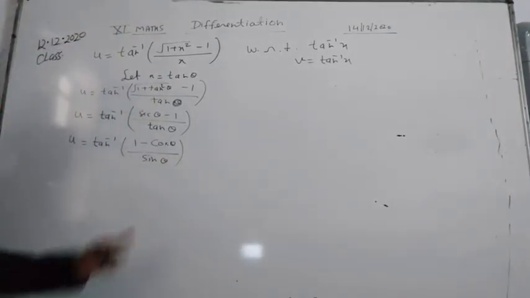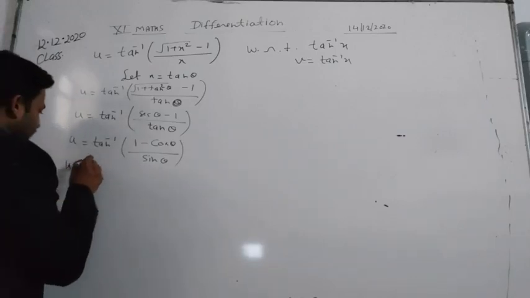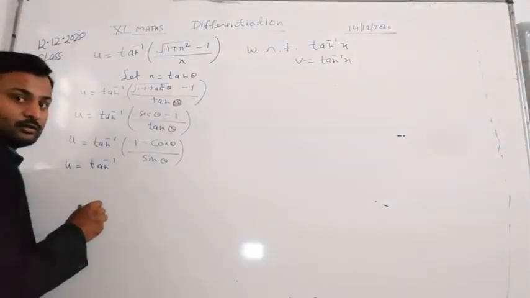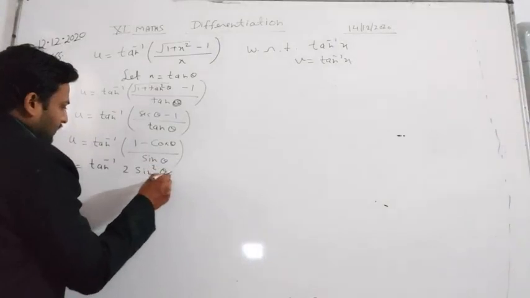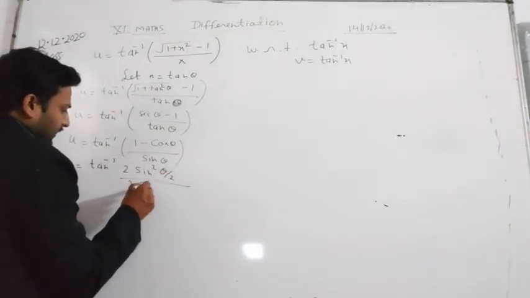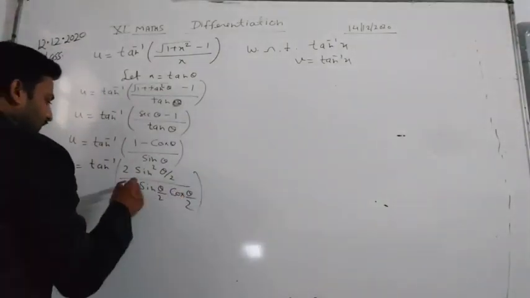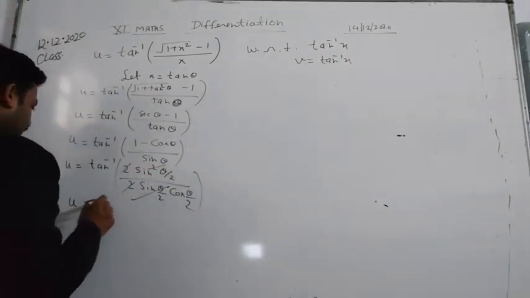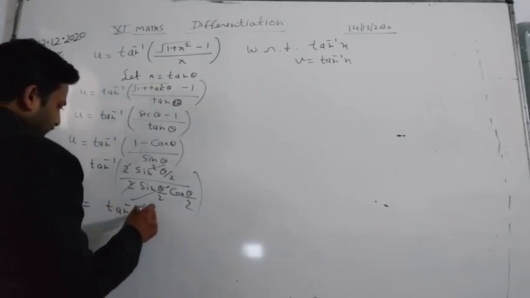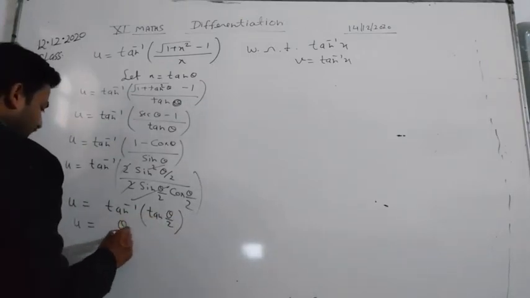Okay students, now this 1 minus cos theta can be changed in the form of 2 sin square theta by 2. So we can write u as tan inverse, and in place of this term we write 2 sin square theta by 2, and this sin theta is 2 sin theta by 2 cos theta by 2. So this term is cancelled. This is also cancelled. Now we can write u is equal to tan inverse tan theta by 2. So u is equal to theta by 2. From here we can get it.